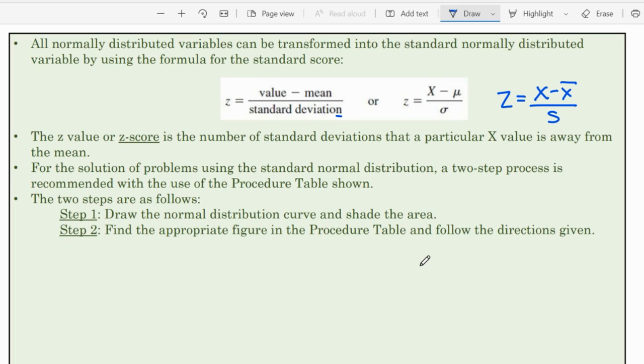The z-value or the z-score is the number of standard deviations that a particular x value is away from the mean. So you can tell me how far something is from the mean and in which direction by telling me a z-score. For the solution of problems using the standard normal distribution, there's a two-step process. 1, draw a picture. 2, find the answer.